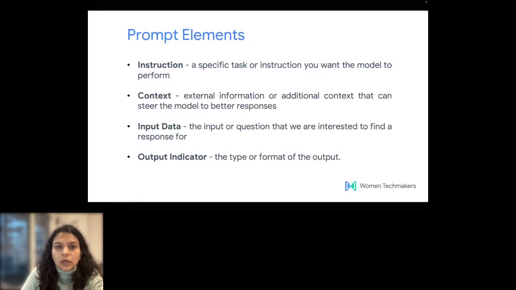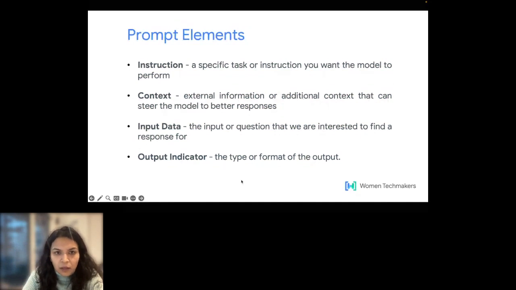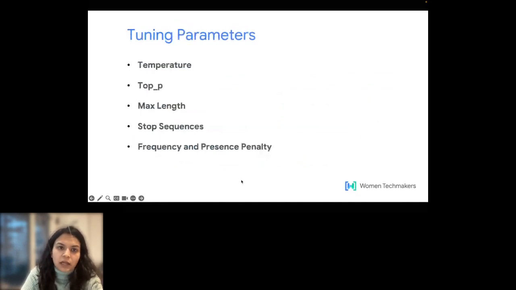If you want the model to generate, let's say, code in HTML, or if you have given some instructions and you want the response in a JSON format, or in some structure of input and output, you can describe those formats as part of the output indicator. Now there are some tuning parameters with which we can play around, and which would generate different outputs for us. We'll dive into each of these parameters one by one.